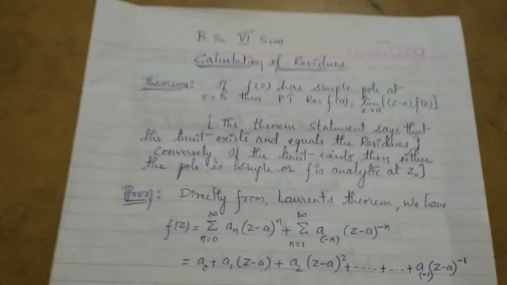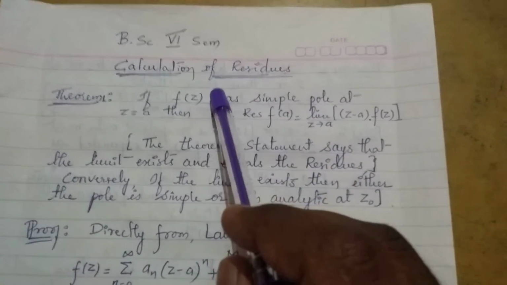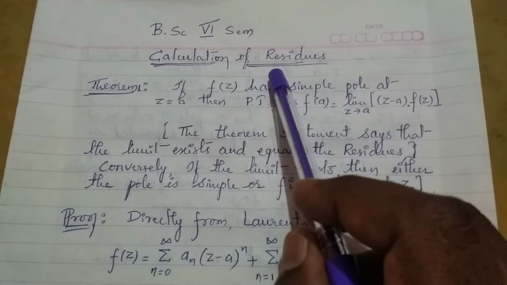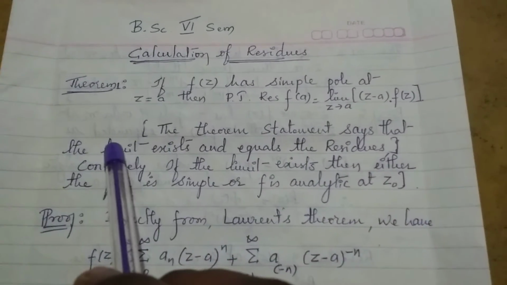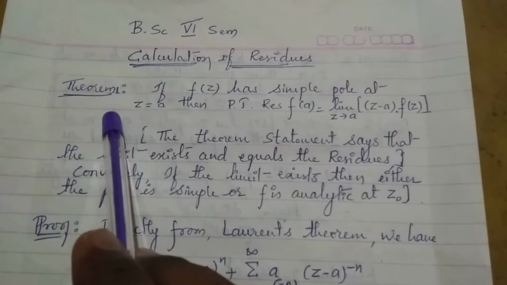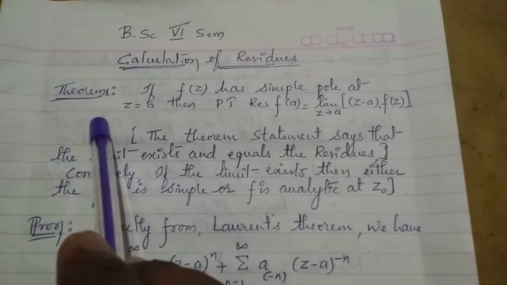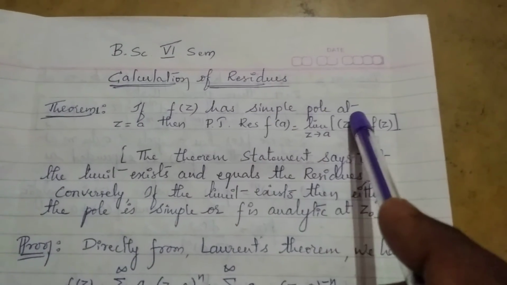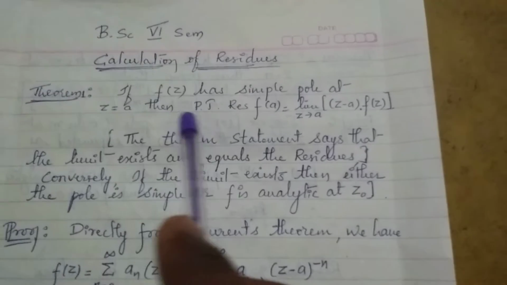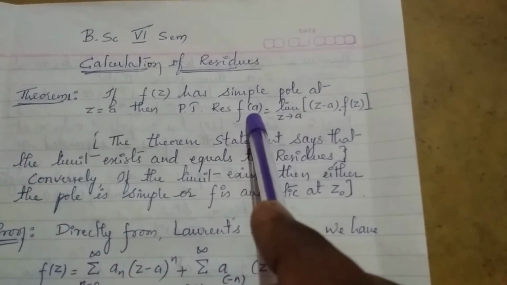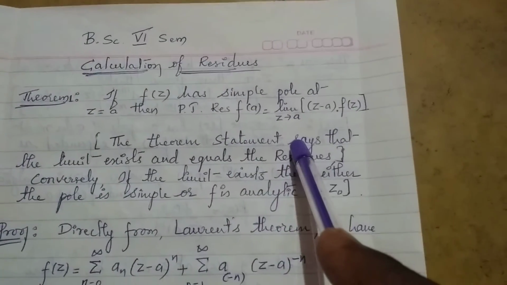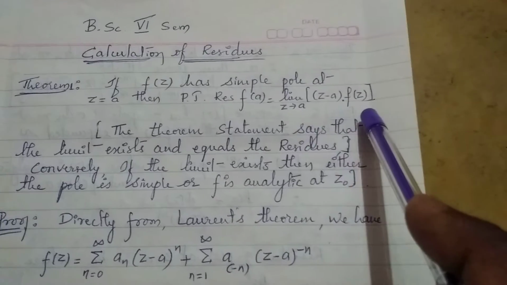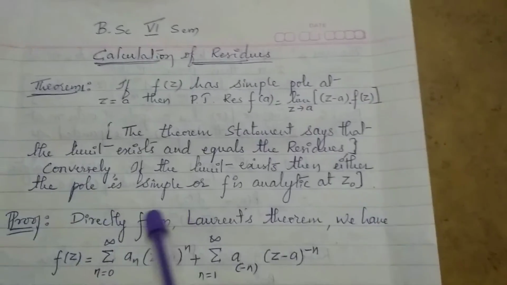So here today we are discussing the calculation of residues. In this concept, we shall concentrate on the first theorem. The first theorem states that if f of z has a simple pole at z equals a, then prove that the residue of f at a is equal to the limit as z tends to a of z minus a into f of z. We need to prove that.